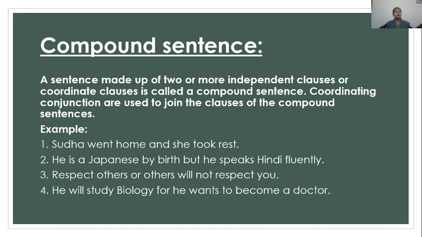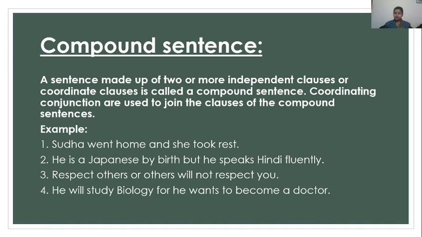Now let's come to the compound sentence. What is a compound sentence? A sentence made up of two or more independent clauses. अच्छा ये independent clauses क्या थे आपके? What were the independent clauses? Same. Simple sentence and independent clauses both are same.